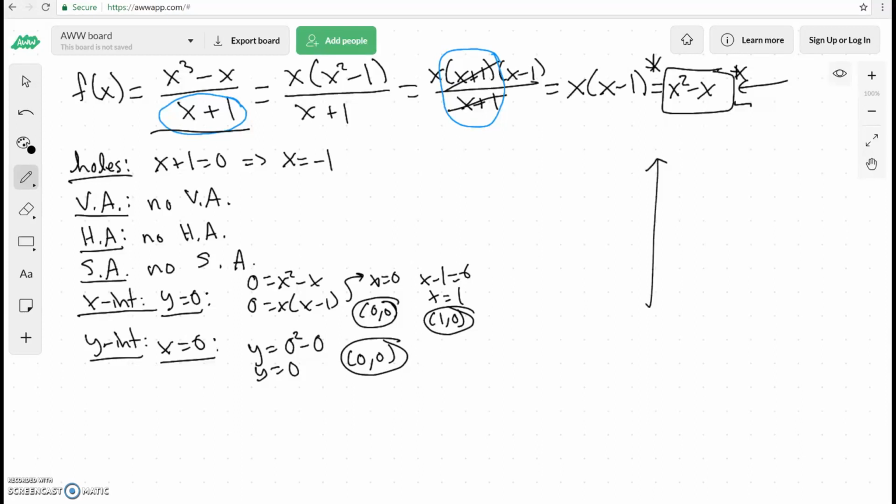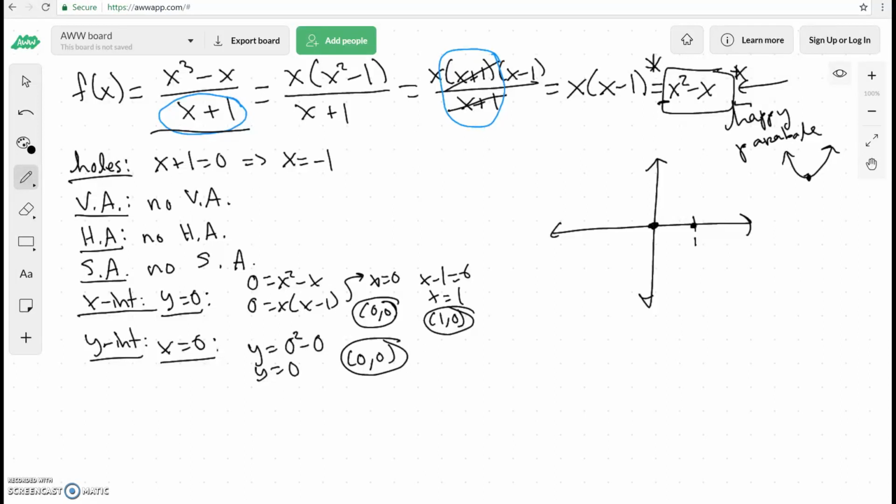Okay, so I'm going to go ahead and graph this. I know it's going to go through 0, 0. I know it's also going to go through 1, 0. We know that this is going to be a happy parabola, because the number in front of the x squared is a positive one, so we know it's going to look something like this. I think I misspelled parabola, but I don't care.